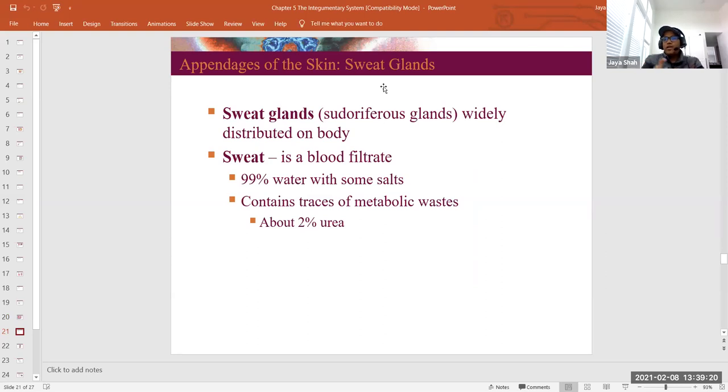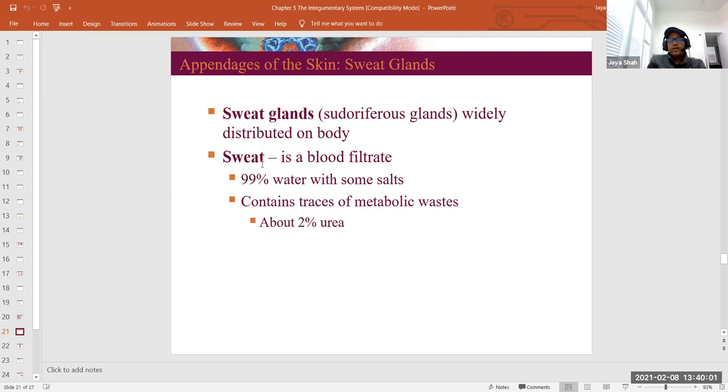Another appendage of the skin is sweat glands. Visualize where the sweat glands were in the skin. They were coiled tubes, and then tubes coming up. There are two kinds of sweat glands in the skin. Another name for sweat glands is sudoriferous glands. The breast in females is also a modified sweat gland, by the way. We're going to talk about that later, okay? Sweat glands produce sweat, and the wall of the sweat gland, if you remember, is a stratified cuboidal epithelium.